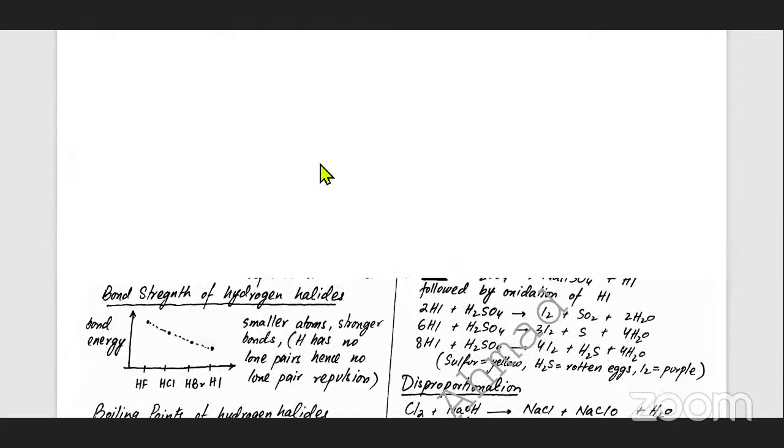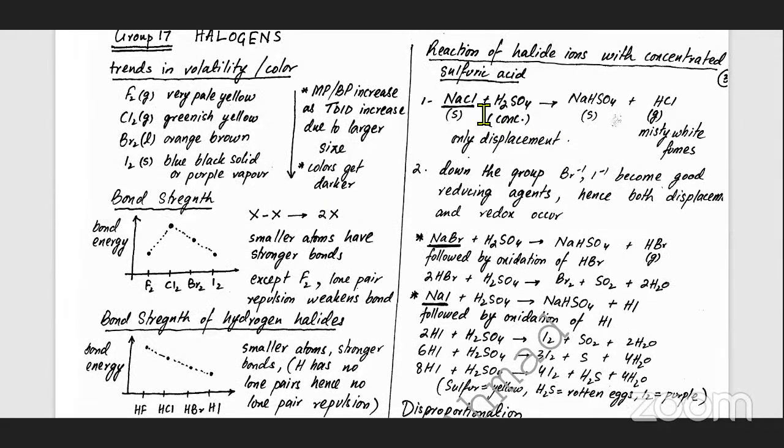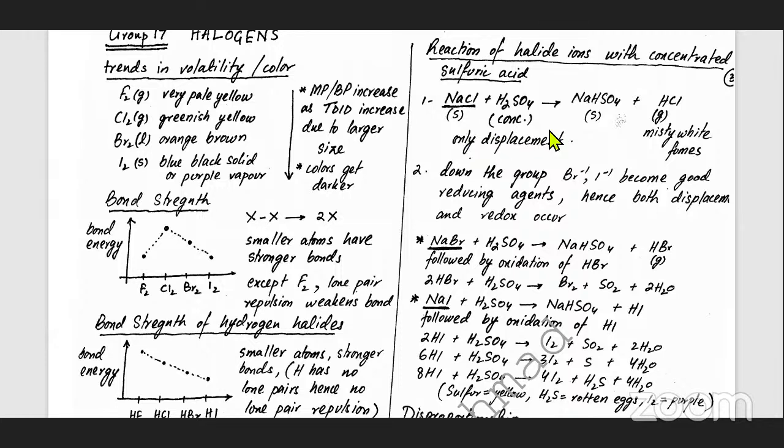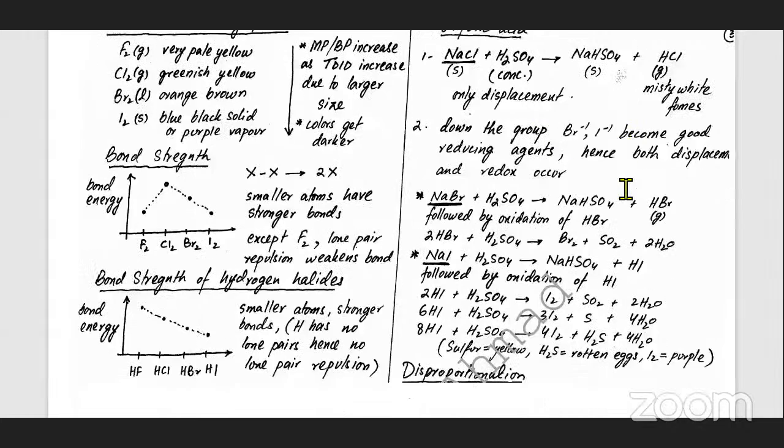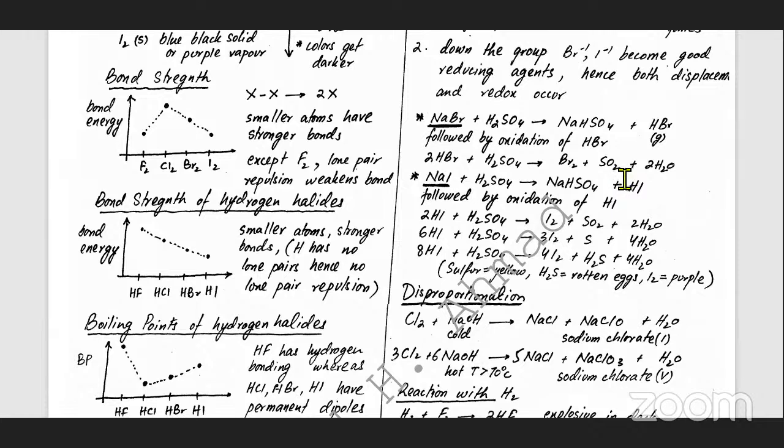So for the reactions with concentrated sulfuric acid, you have to remember the first two. With NaCl, nothing much happens, only displacement happens, and HCl gas is produced. There is no redox reaction. But when you move down the group, Br-1 and I-1 are pretty good reducing agents, and they're going to reduce H2SO4 to SO2. And bromine is going to be formed. NaI would also get involved in a redox reaction. There's going to be displacement, but simultaneously a very strong redox reaction happening.